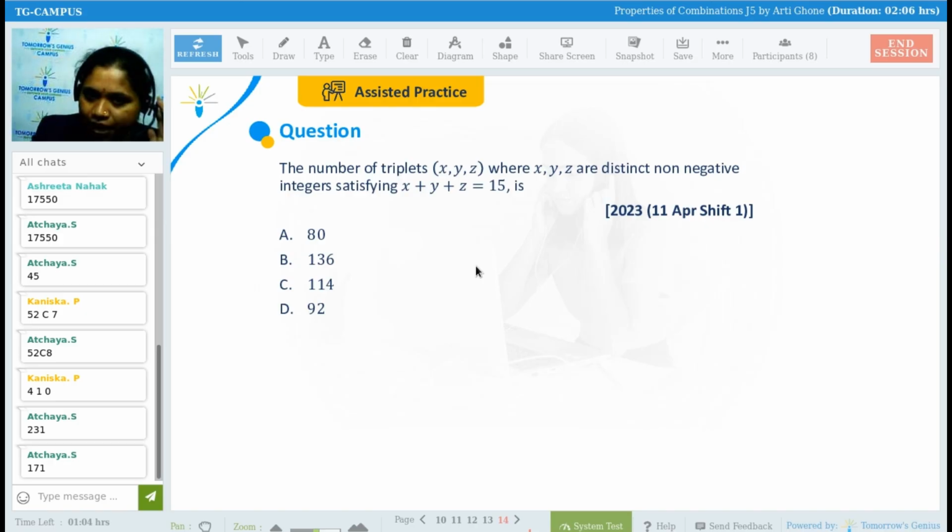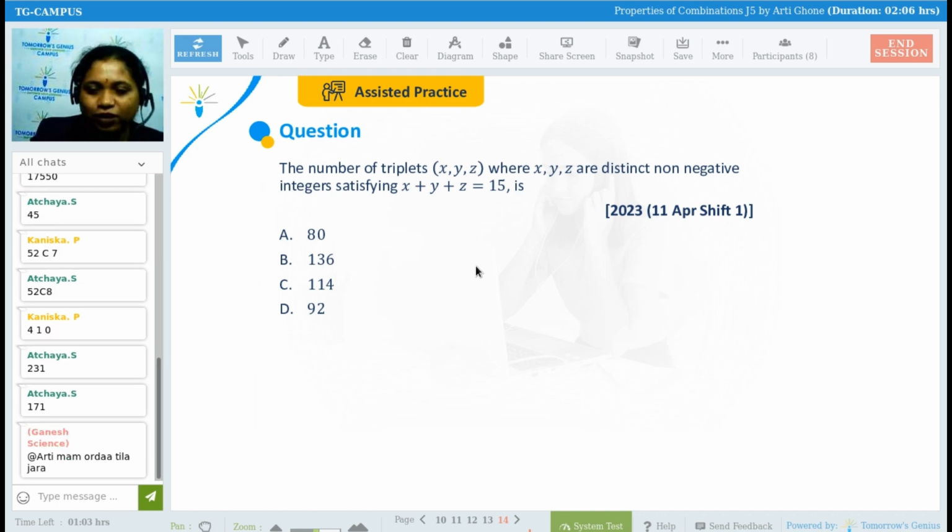The number of triplets (x, y, z) of distinct non-negative integers satisfying x plus y plus z is equal to 15. Okay. Now there is a distinct word, but it is for integers. Clear? So that is meaningful. x, y, z can have distinct values. They want to tell that. Okay. Now there are 3 cases that arise for this one.